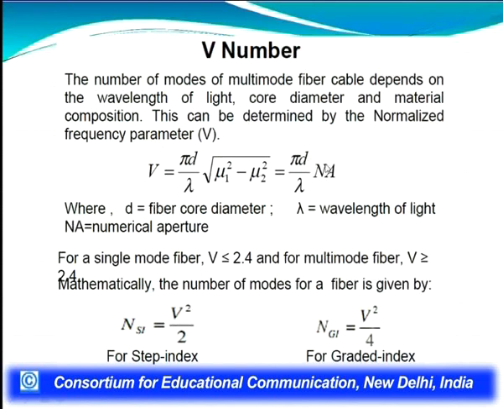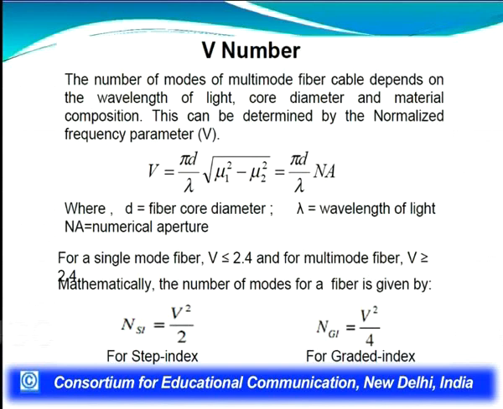Next is the V number. What is the V number? This is an important feature of the optical fiber. The V number is related to the number of modes of a multi-mode fiber cable. How many modes are available depends only on the wavelength of the light, the core diameter and the material composition. It means the number of modes of multi-mode fiber cable depends upon the light wavelength, the diameter of the core and the material composition through which we constructed the optical fiber.